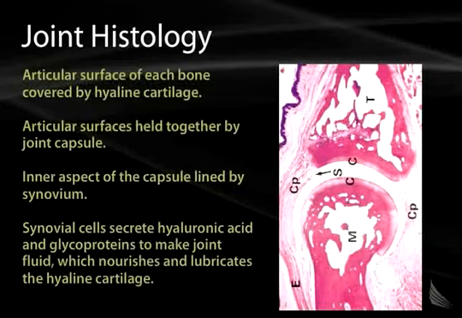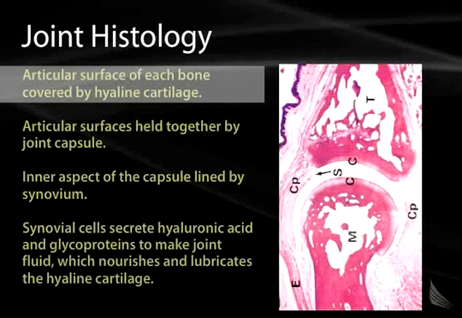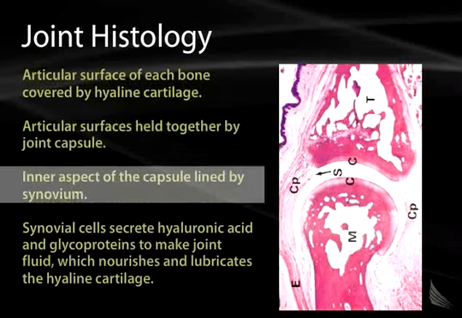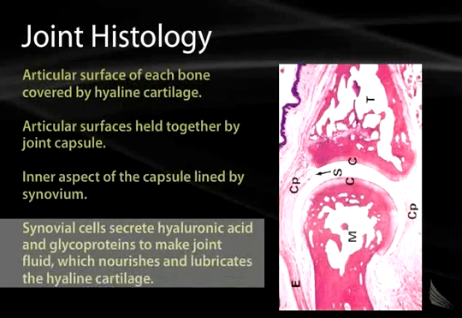This next slide simply shows a diagram of a normal joint as you see the area of bone with the articular surface of the joint each covered by a rim of hyaline cartilage. The articular surfaces are held together by the joint capsule, and the inner aspect of the capsule is lined by synovium. Synovial cells have a very specific responsibility, and that is to secrete things like hyaluronic acid and glycoproteins, which surround the joint and make it fluid and mobile. This material also nourishes and lubricates the hyaline cartilage.